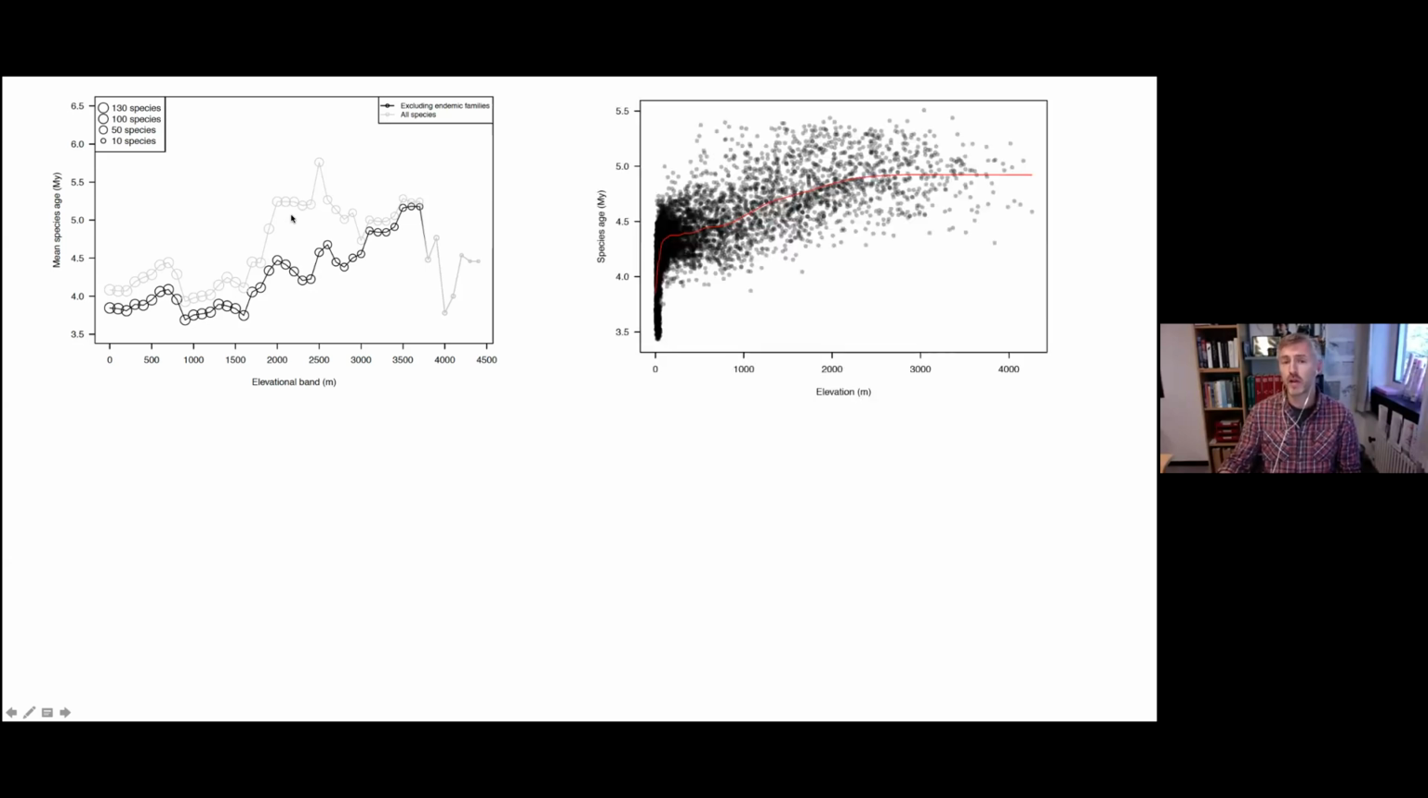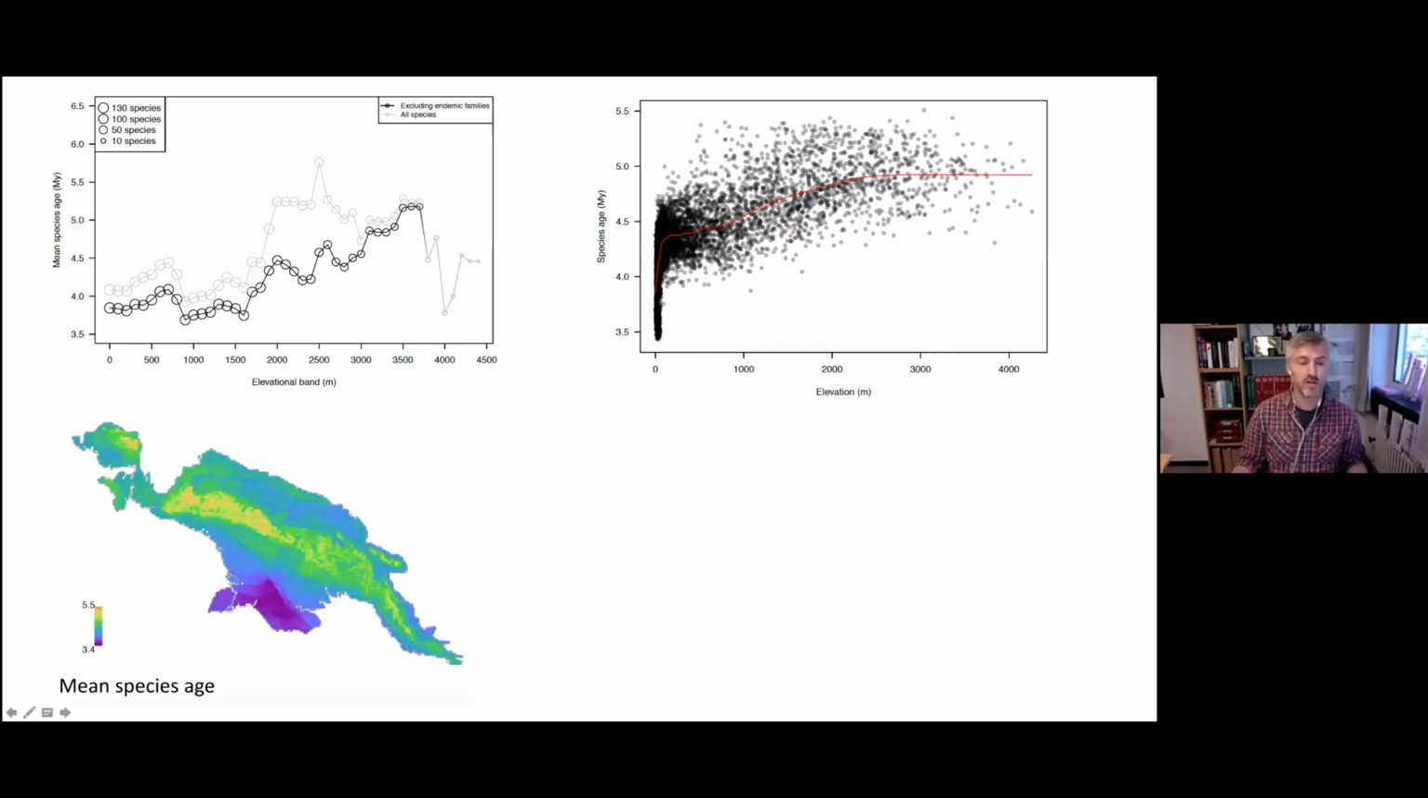The pattern is similar at smaller spatial scales. Again, that translates into a map that looks like this. So we have older species in the highlands. And then one thing that's notable here as well is that we have a little bit of a divide. So these are the northern lowlands here, where species seem to be older than in the southern lowlands, and notably in this area here, the Trans-Fly, which is very close to Australia, which is just down here.